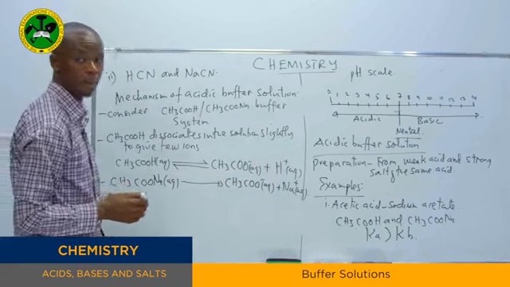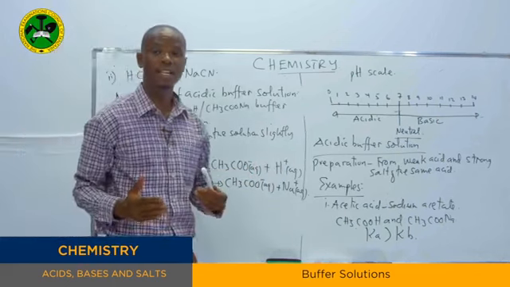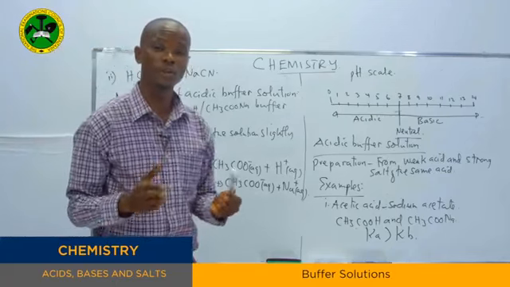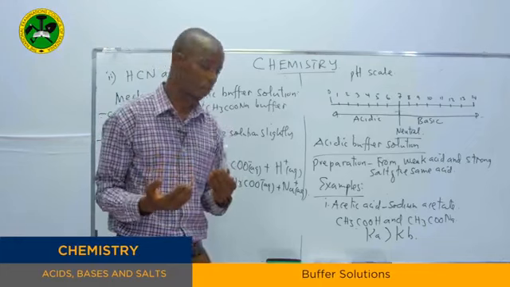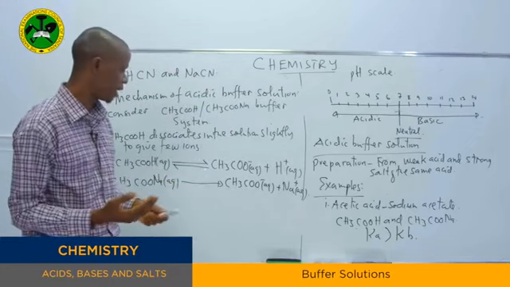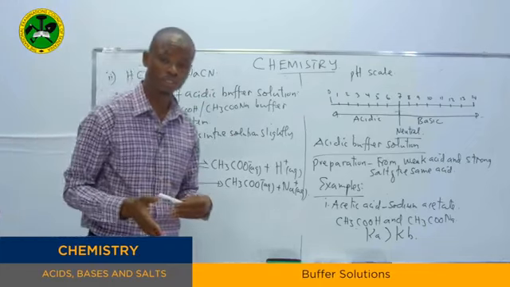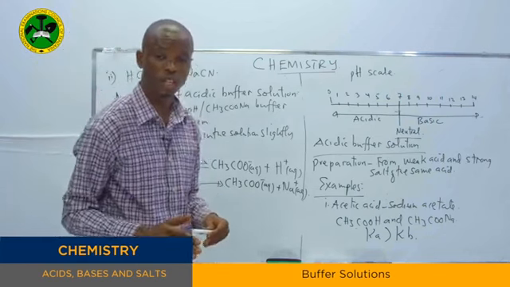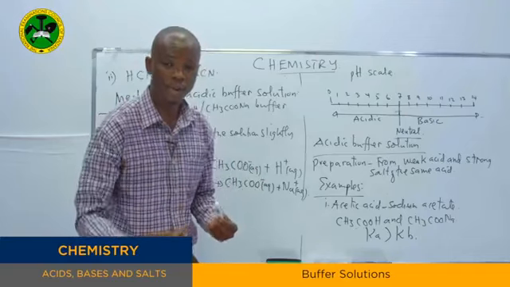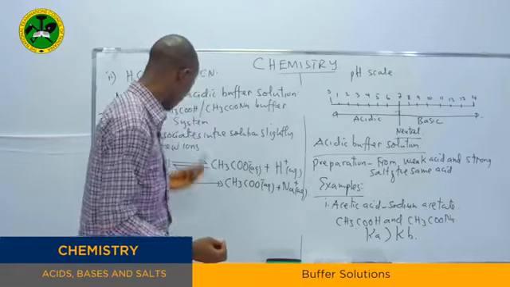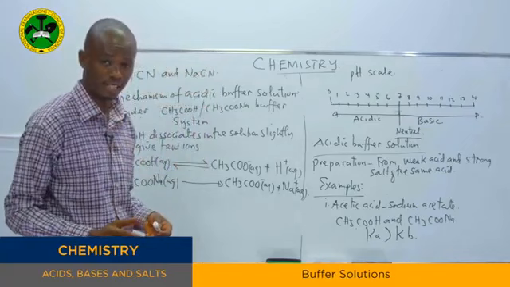So that is number one. In that way, you can see that the concentration of hydrogen ion is fairly kept constant. And it is fairly kept constant because the equilibrium position shifts in order to balance the change, therefore the pH of the solution also remains fairly constant. That is very, very important for you to understand.